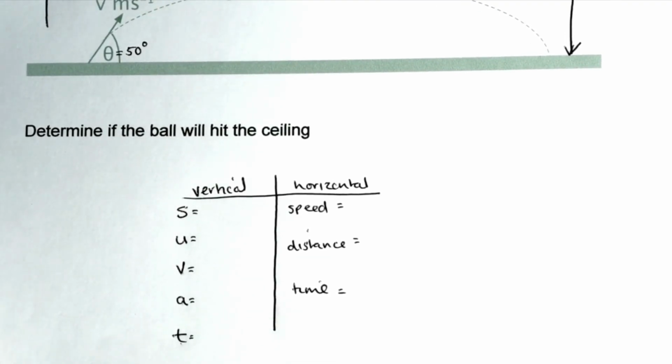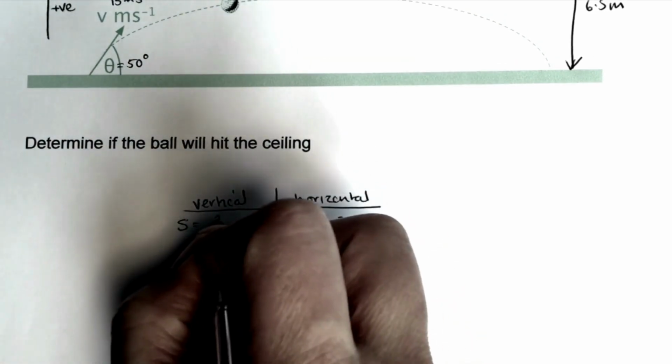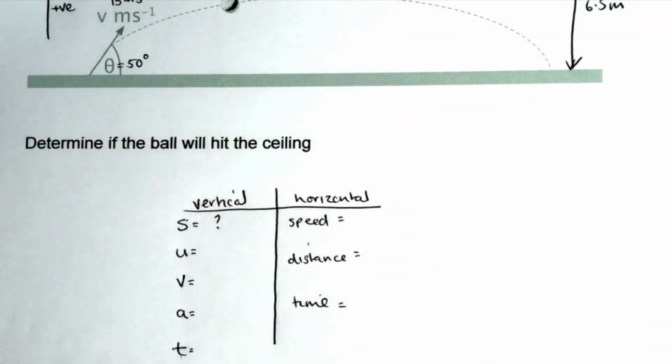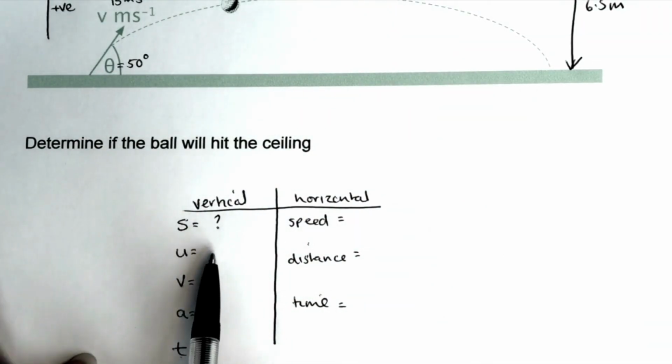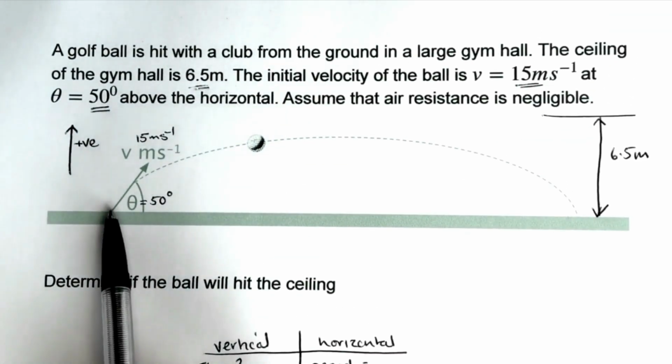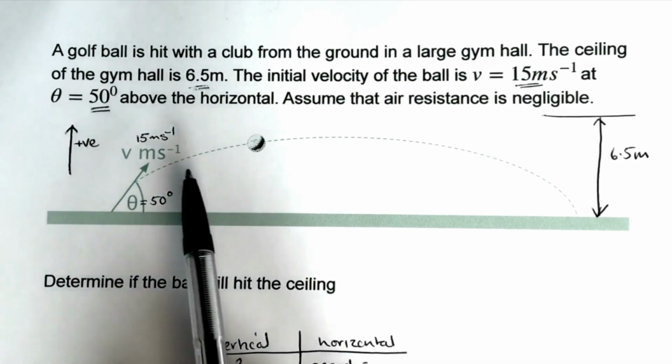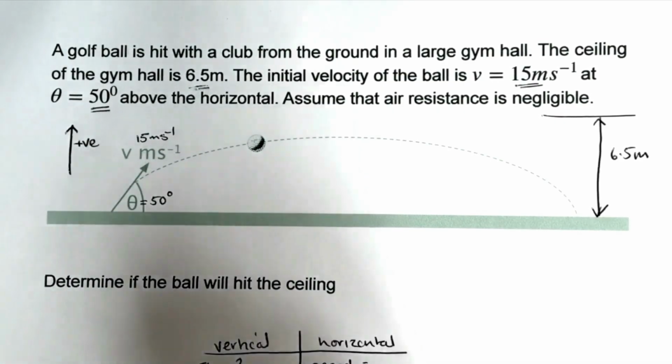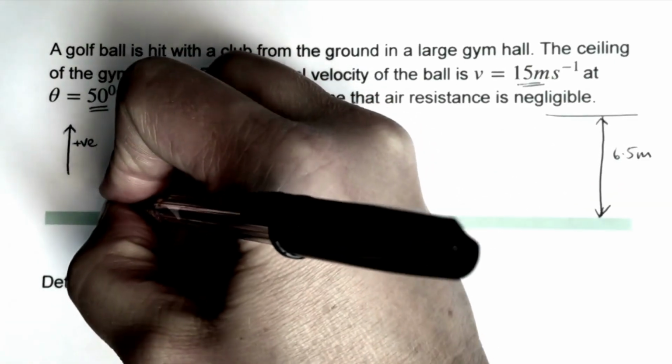So let's complete that table now. We want to know what the maximum height of the ball is. So maximum height, we're looking at vertical motion. So we want to know what s is, the maximum height. The initial velocity of the ball is u, and we can see that this ball does have initial velocity. It's being hit by a golf club, and it will initially have velocity. But the initial vertical velocity of the ball will not be 15 meters per second. It will be the vertical component of that.